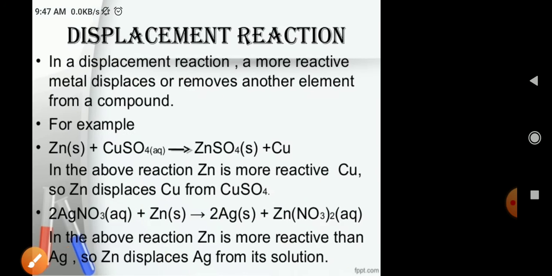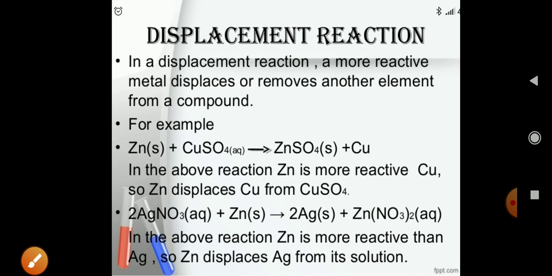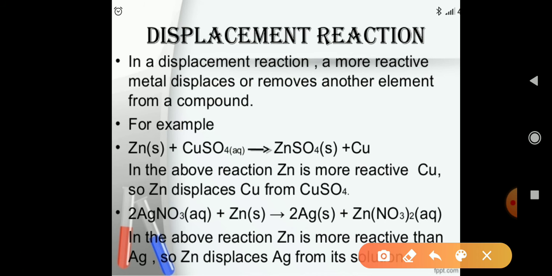Then the next type of reaction is the displacement reaction. In a displacement reaction, a more reactive metal displaces or removes another element from a compound, or we can say a more reactive metal displaces the less reactive metal. But a less reactive metal cannot displace a more reactive one.